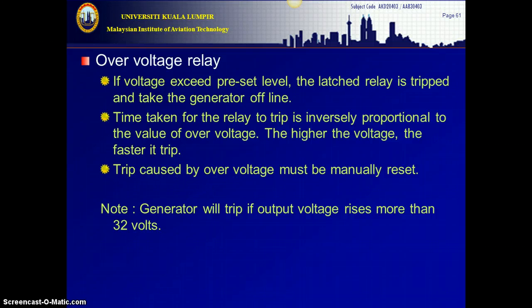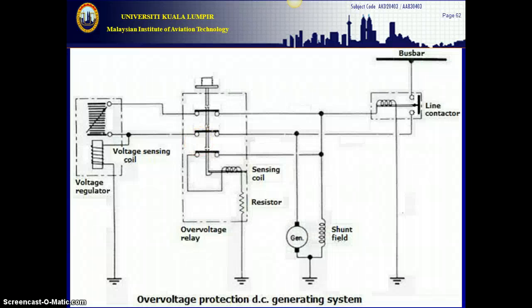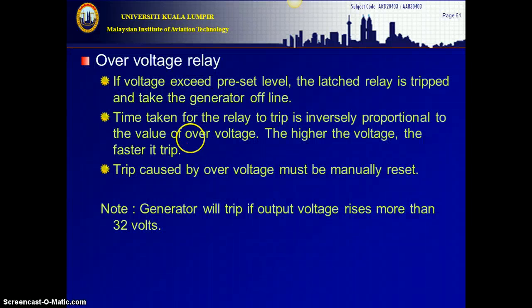In this video we'll discuss an example of an overvoltage relay applied on a type of DC system, as shown in this figure. If voltage exceeds a preset level, the latch relay is tripped and takes the generator offline. The time taken for the relay to trip is inversely proportional to the value of overvoltage. The higher the voltage, the faster it will trip. The trip caused by overvoltage must be manually reset. In this example, the generator will trip if output voltage rises above 32 volts.